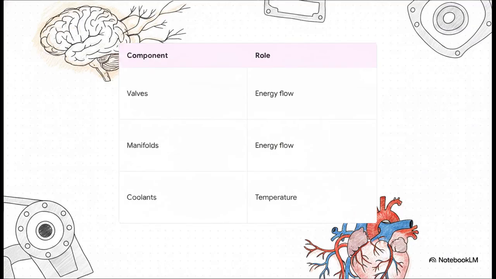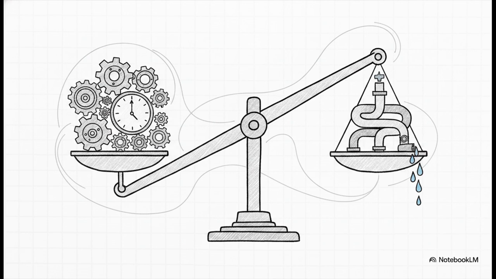Because raw power needs control, right? The valves and manifolds act just like the nervous system, meticulously managing the complex flow of energy and air into and out of the engine. Meanwhile, the coolants act exactly like a circulatory system. They're continuously flowing through the engine block, managing the incredibly intense temperatures generated by all that friction and combustion. The crucial takeaway here is that without these timing and fluid systems constantly regulating the internal environment, the engine could never maintain its operational efficiency.